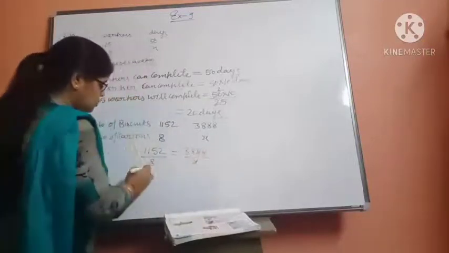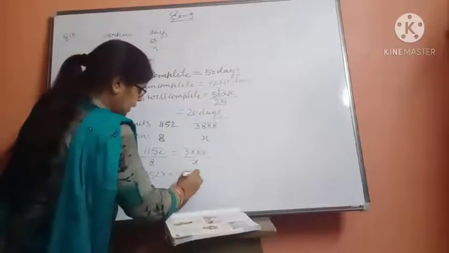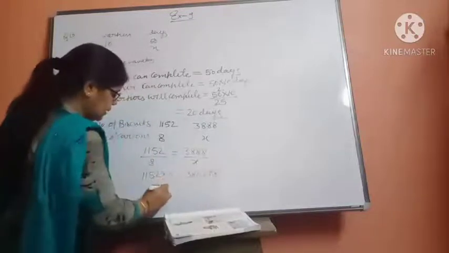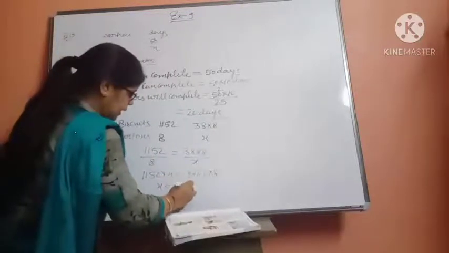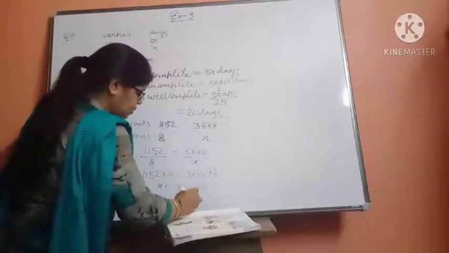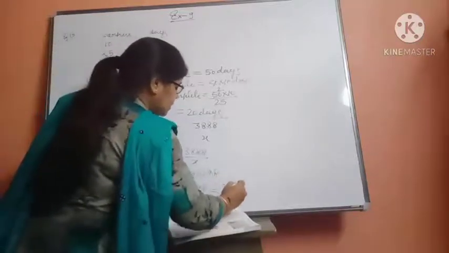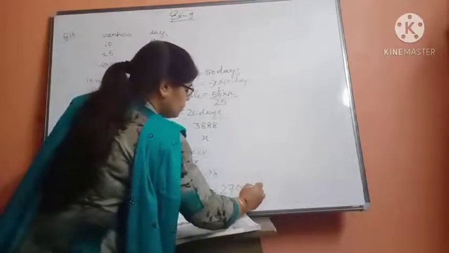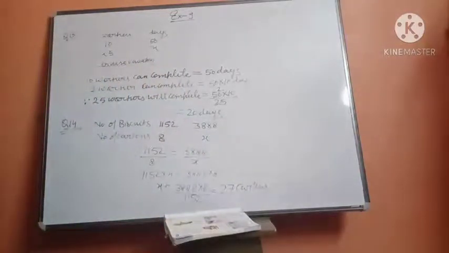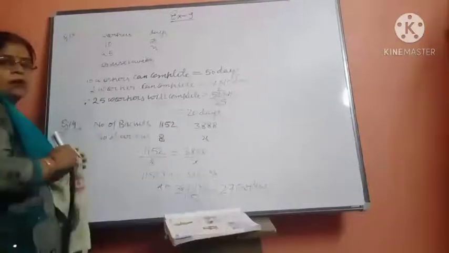Now do the cross multiplication. 1152 into x is equal to 3888 into 8. So x will be 3888 into 8 divided by 1152. And when you simplify it, beta, what will come? 27 cartons will come. So it will be your answer. Okay, now we are coming to the last question, question number 15.